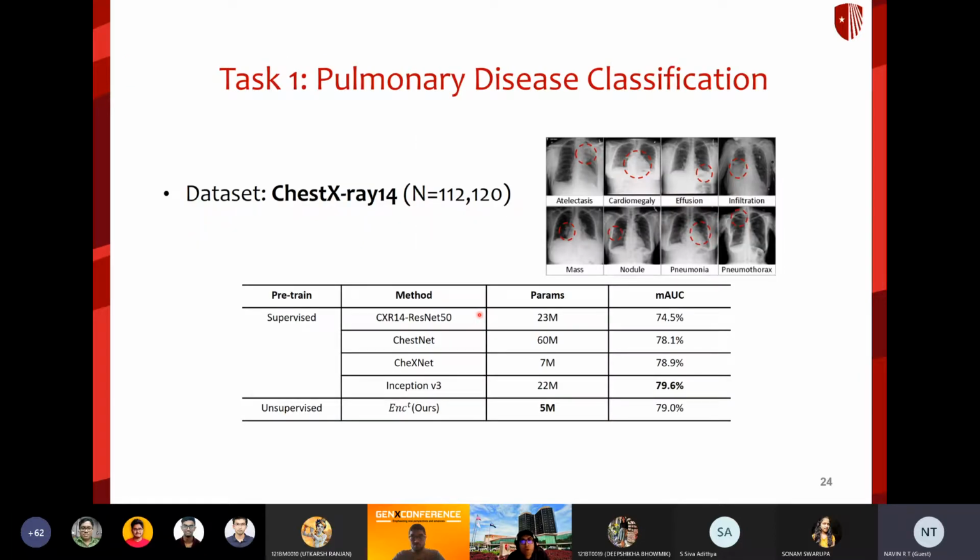Now, after our lung swapping autoencoder was trained, we applied it to perform two downstream tasks. First, we used the texture encoder in the lung swapping autoencoder to do pulmonary disease classification on a large-scale chest X-ray 14 data set, which had close to 112,000 images. And we found that our texture encoder was comparable to other algorithms such as Inception v3. However, the number of parameters in our encoder was a lot lower compared to the parameters used in the other algorithms with a similar AUC performance.